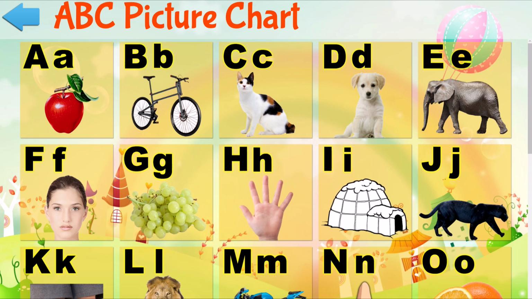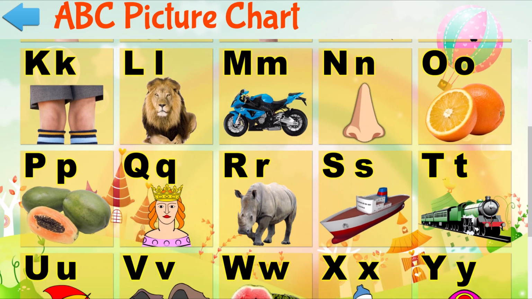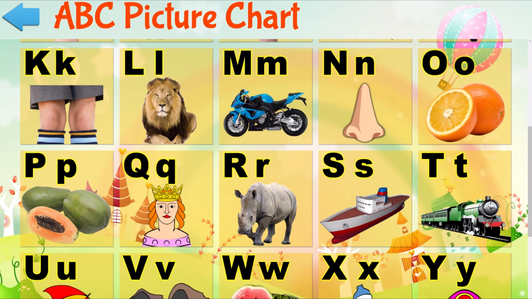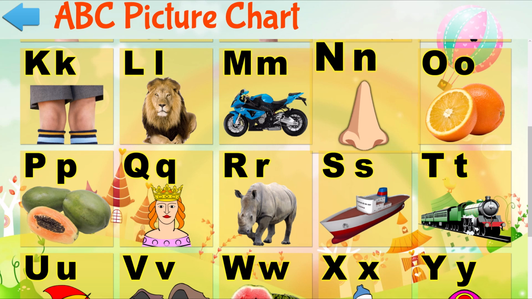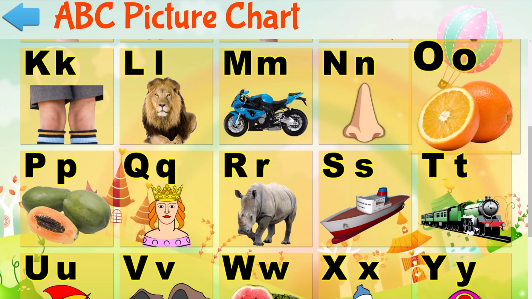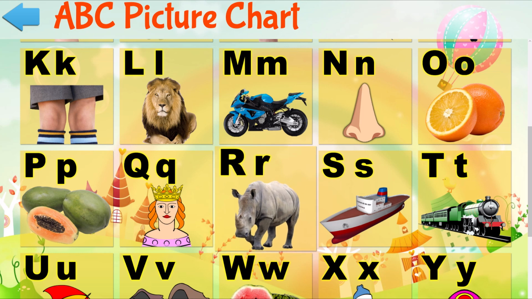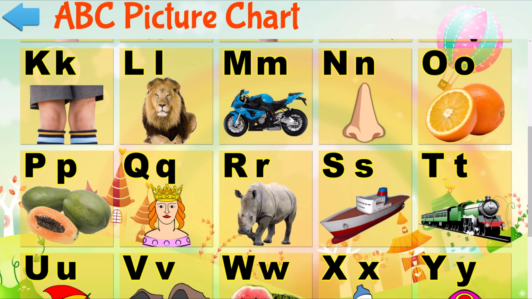I is for igloo. J is for jaguar. K is for knee. L is for lion. M is for motorbike. N is for nose. O is for orange. P is for papaya. Q is for queen. R is for rhinoceros.